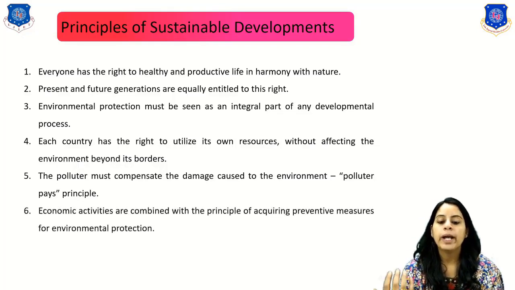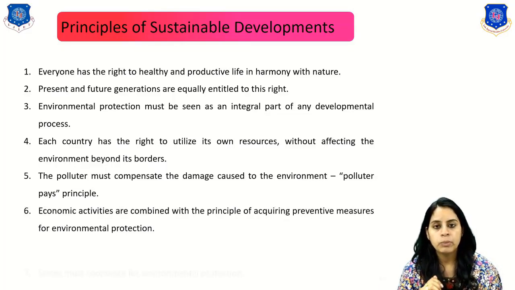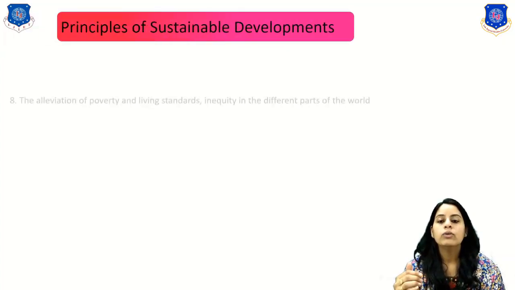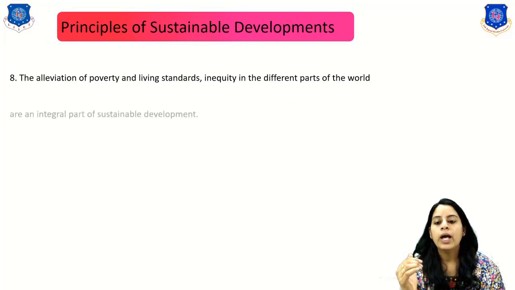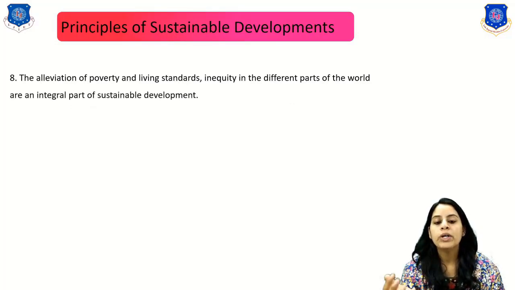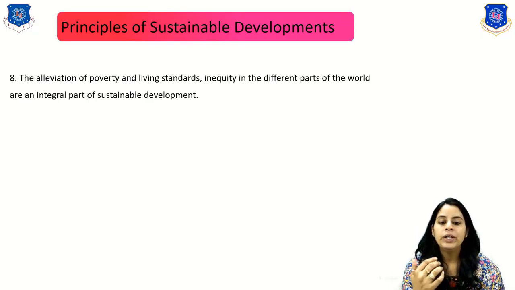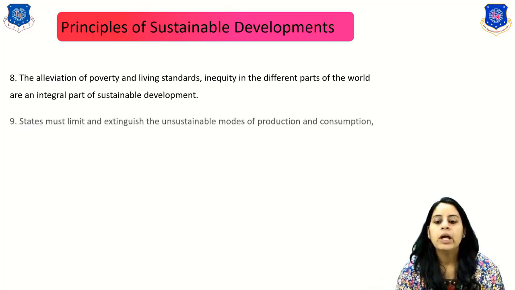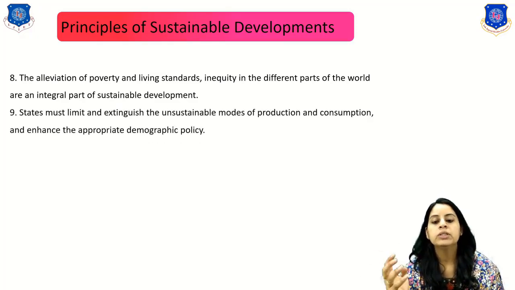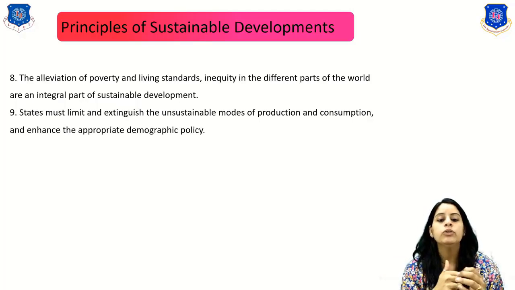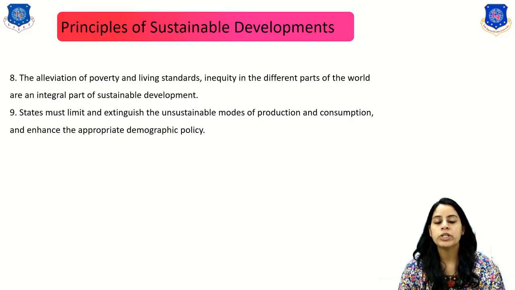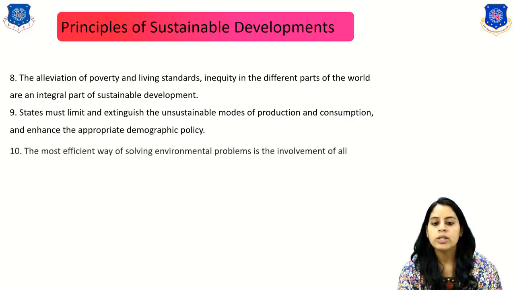Okay, economic activities are combined with the principle of acquiring preventive measures for environmental protection. Then states must cooperate for environmental protection. Now the next one, which is the alleviation of poverty and living standard, then inequity in the different parts of the world are an integral part of sustainable development. Okay, the ninth one, which is that states must limit and eliminate unsustainable modes of production and consumption and enhance appropriate demographic policies, right?